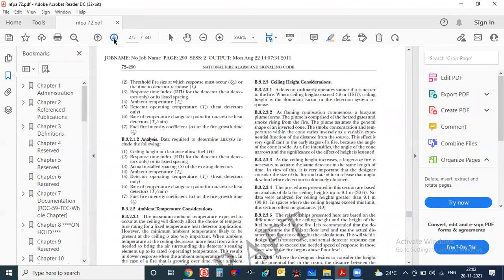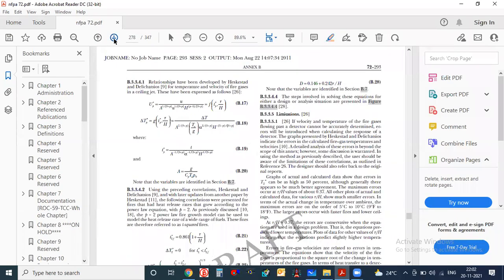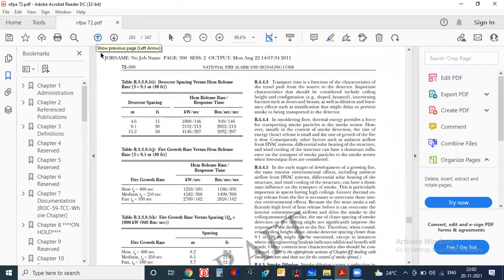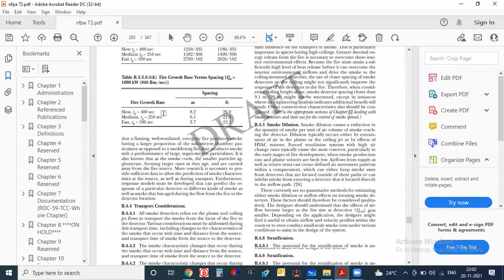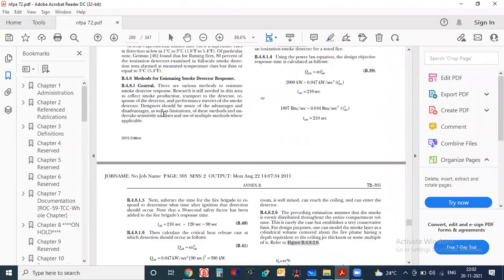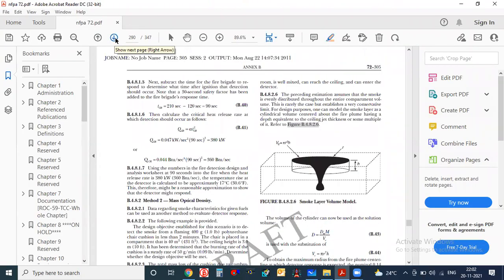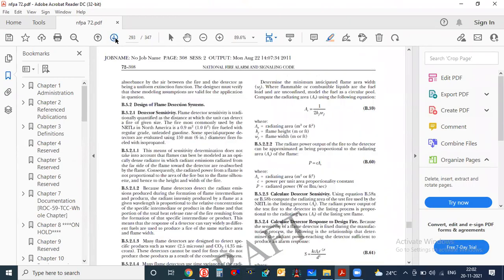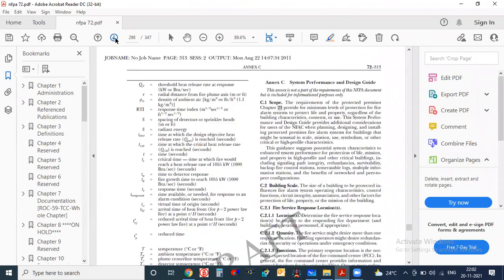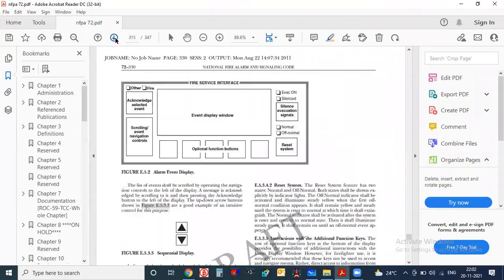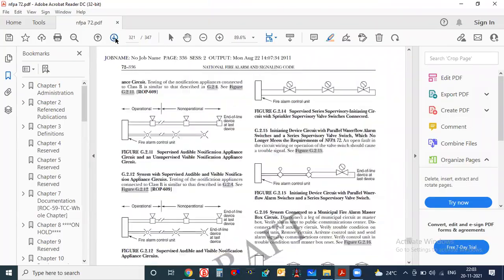So many unnecessary things. Here something is given, detector spacing versus heat release. These things are also not required for us. Maybe they have written smoke layer volume module. These are the complicated things actually. I don't think these things are required for us, so you can just skip these topics.